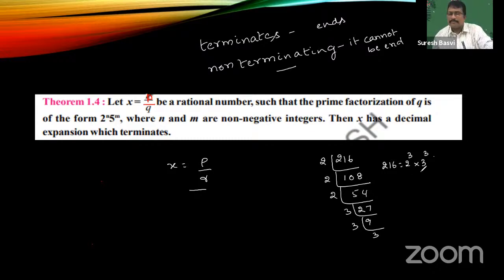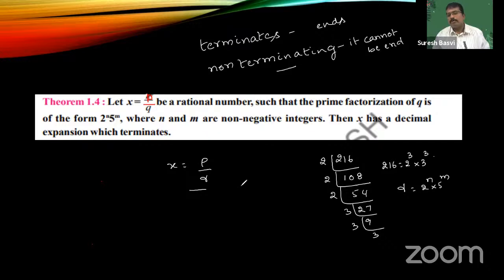So the prime factorization of q is in the form of 2 power n into 5 power m, where n and m are non-negative integers. Then x has a decimal expansion which terminates.